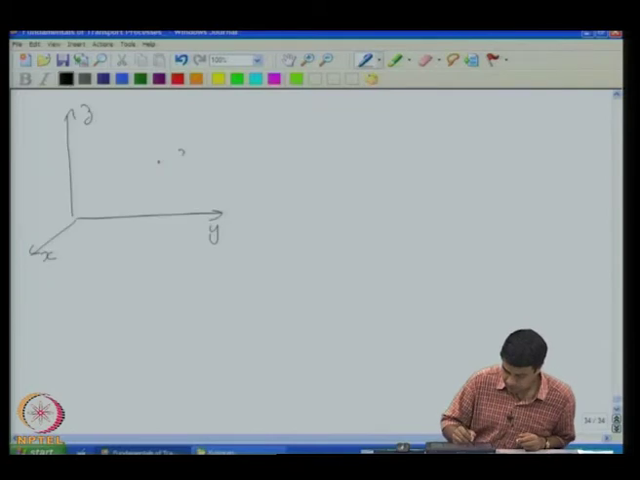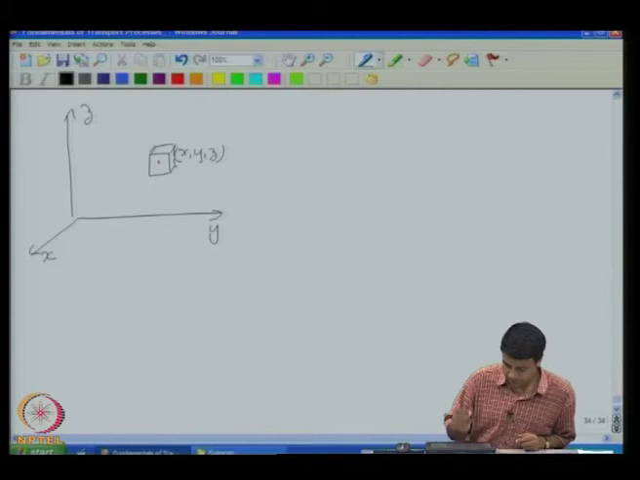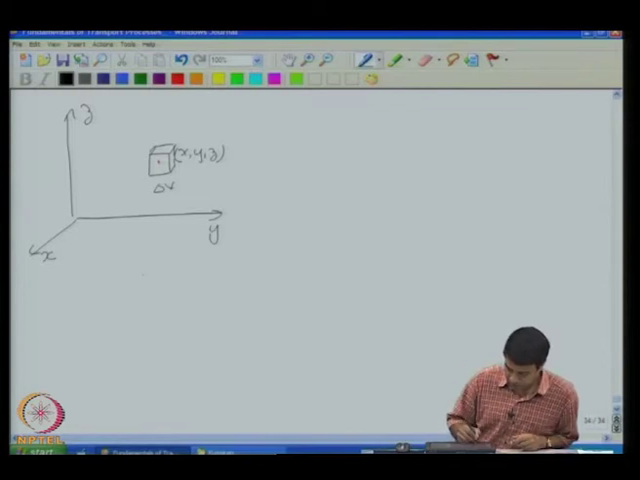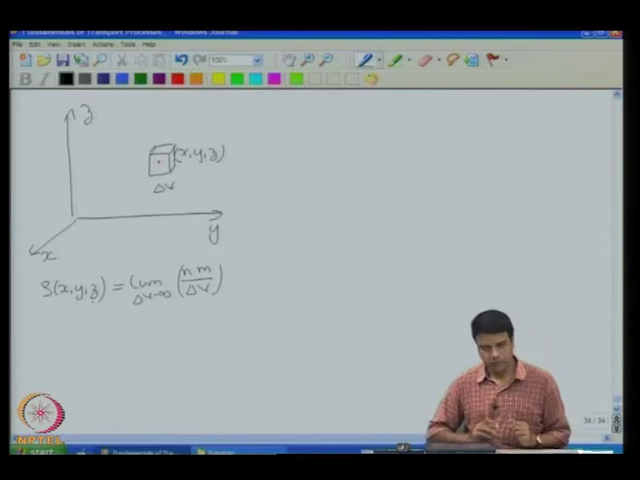Okay. So, this is the location x, y, z, and I construct a small volume around this location, delta V. Then I take the limit as delta V goes to 0. In the limit as delta V goes to 0 of the number of molecules times the mass of a molecule divided by delta V is equal to the density field.